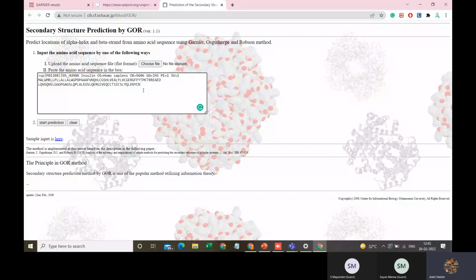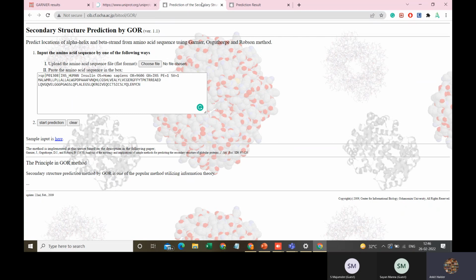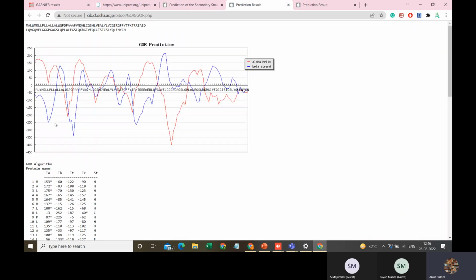So in the same way, we have pasted the protein amino acid sequence, and we will click on start prediction. Here we don't need to provide it in the FASTA format, I guess. Here you can see that it has predicted which will be in alpha helix and which will be in beta strand. You can see it in the graphical format.